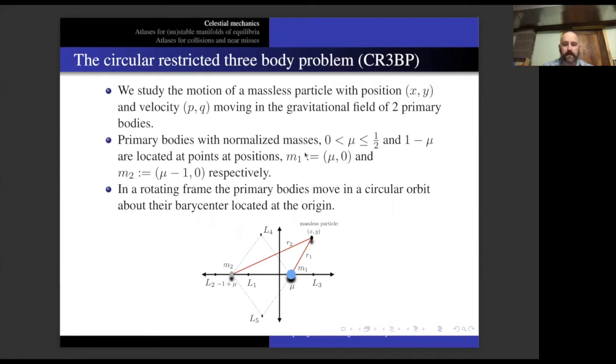The masses of these 2 massive primaries are also normalized to sum to 1. So the smaller one is going to be denoted by mu, and it's essentially a single parameter. We really have a 1-parameter family of problems here, where the smaller mass determines the larger mass since they're normalized.